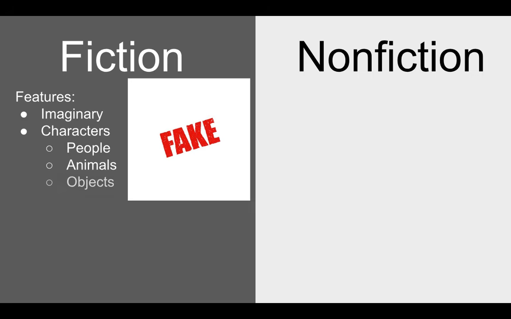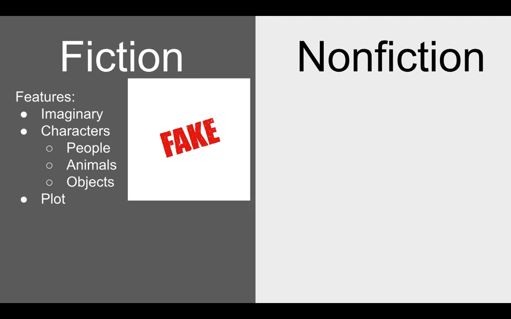And as we can see here, fiction is fake. It's made up. That's another way of thinking of it. So one of the primary features is that it's going to be imaginary or made up. Fiction will also have characters, and those characters can be people or animals or even objects. You could have a talking chair, for instance, be a part of your story.